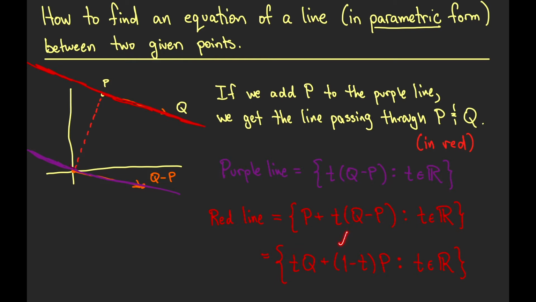And you can rewrite this if you pull this part out front and write the P's together. Then you can write it as t times Q for this factor and (1 minus t) times P for this. Of course, this is not the only way that you could write it. For example, you could write it as the set of all tP plus (1 minus t)Q, such that t is a real number.